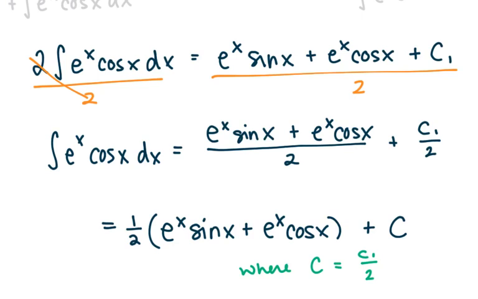You don't see that a lot, but it definitely occurs when you're dealing especially with e to the x and your trig functions sine and cosine, which are very circular as you integrate and differentiate them.